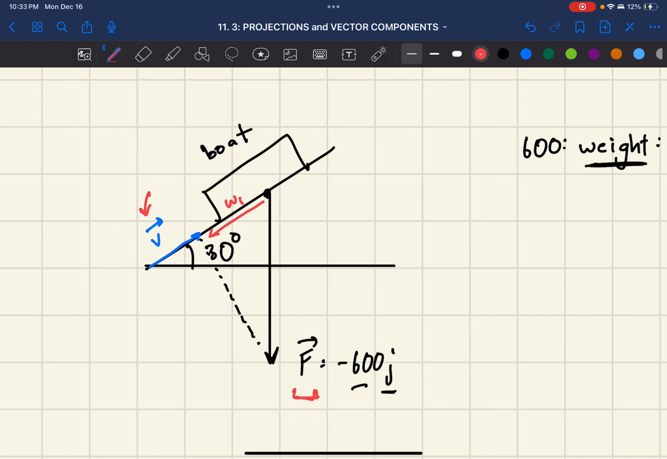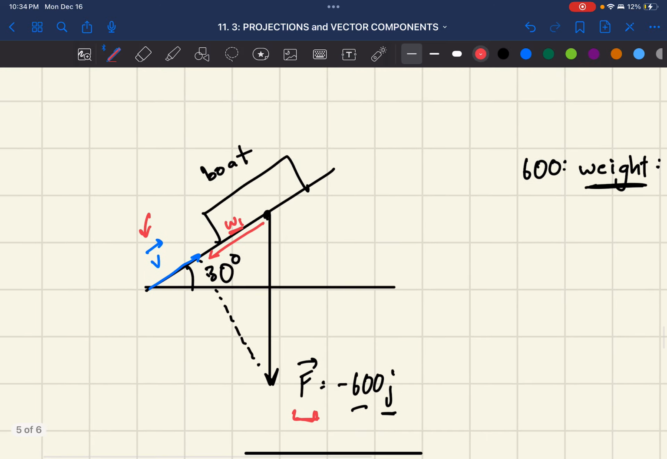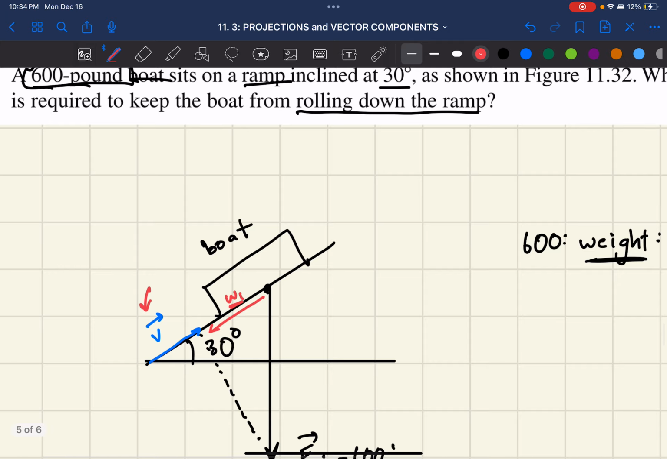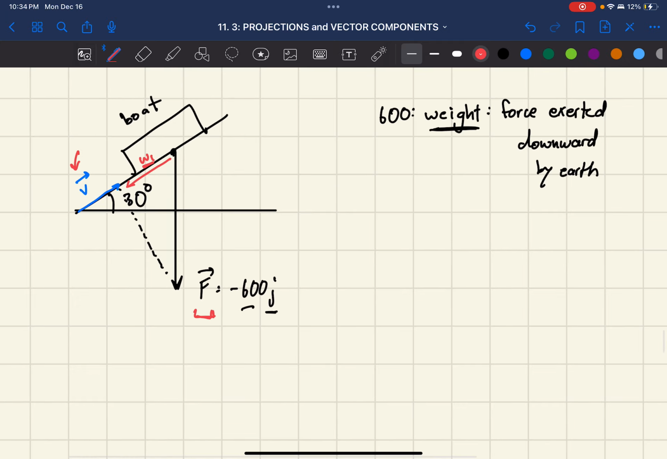And if we do that, we get W1. And W1 is going to be the force that is exerted along the ramp to the boat. And the magnitude of the force is going to be what we need to keep it from rolling down the ramp. All right, we have intuitively discussed why and what we need to do. Let's write out the formulas. We know W1 is simply going to be the force times the vector V over the magnitude of V squared times V.